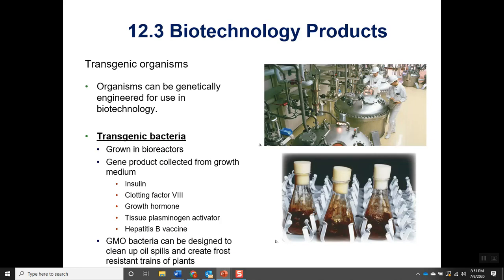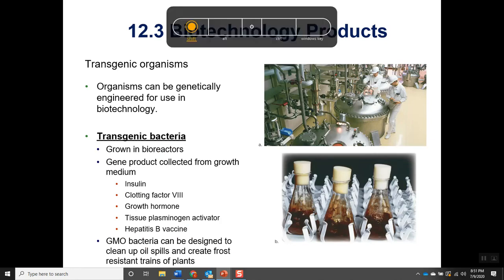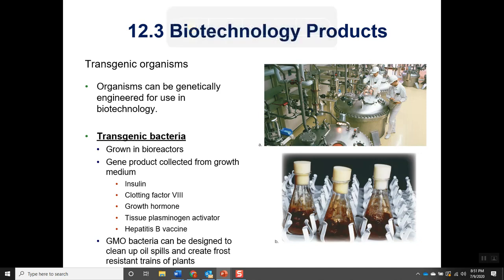All right, so utilizing biotech, what kind of products have we gotten? So we have made transgenic bacteria. Transgenic bacteria have genes in them that come from different species. They're grown in these giant vats called bioreactors, as you can see here. But basically, they contain genes and therefore produce the product that we want them to. Insulin was one we already talked about. They can also make growth hormones, tissue plasminogen activator. They help create the Hep B vaccine, clotting factor 8. All of these different things help to either prevent or treat human diseases.